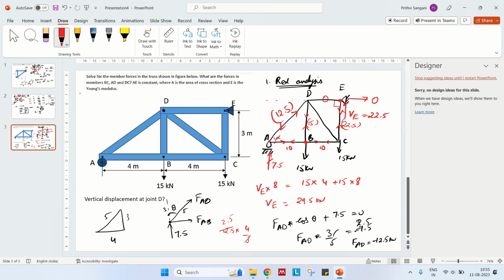Now how to find this? We already know this is 22.5, and this is 15. So there is an unbalanced force of 7.5 in this direction. That should be balanced by this. Okay. So let us say this is FCD. FCD times, and let us say this is theta. How much is this theta? This is 3 by 5 again. 3 by 5 times FCD is equal to the unbalanced 7.5, so FCD is 12.5.